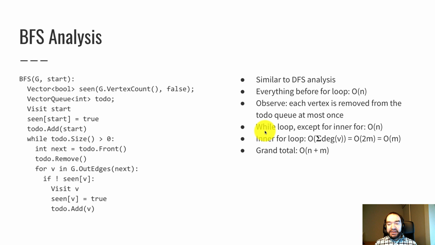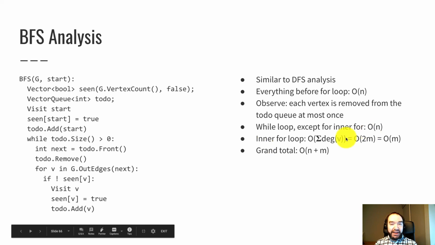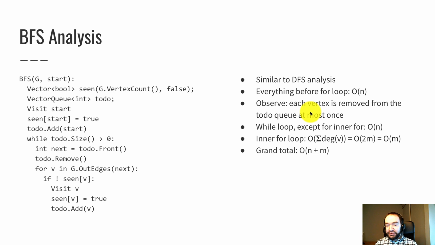Now let's look at breadth first search. It's basically the same kind of situation. You remember the algorithms are very similar. Everything before the while loop takes big O of n time to create all of the setup stuff. Every vertex gets removed from the to-do queue at most once, the same kind of idea as seeing. Every vertex goes into the queue once and gets removed from the queue once, and that's the end of it. So the while loop, aside from the inner for loop, takes a total of big O of n time, just similar to depth first search. And then that inner for loop, all the seeing, takes big O of degree of v time, which is 2m, which is m. So we end up with the same grand total, big O of n plus m time.